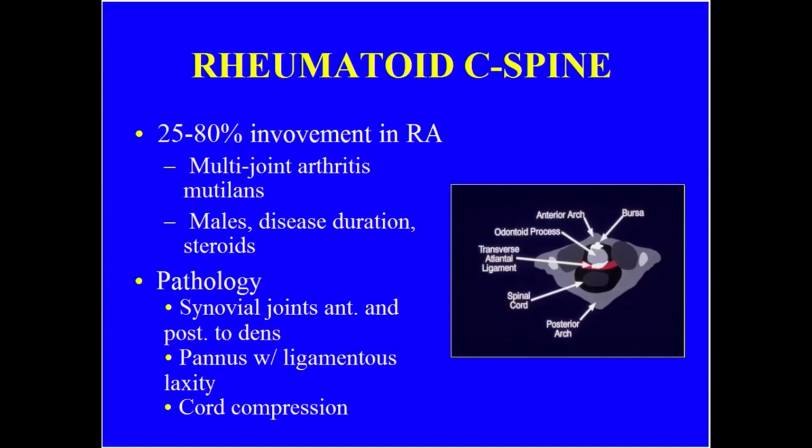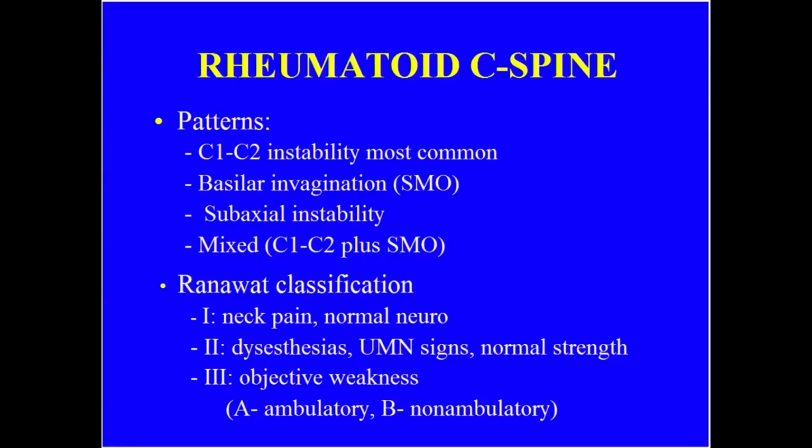The pathology that's seen, there are true synovial joints, anterior and posterior to the dens, and they get involved with pannus, which then damages and attenuates the ligaments and leads to ligamentous laxity. And when you see neurologic involvement in rheumatoid arthritis, with rare exception, it is not vascular or anything else. It's mechanical compression and needs to be treated as a mechanical problem. You all know the patterns that are seen. C1, C2 instability is certainly the most common pattern that's seen.